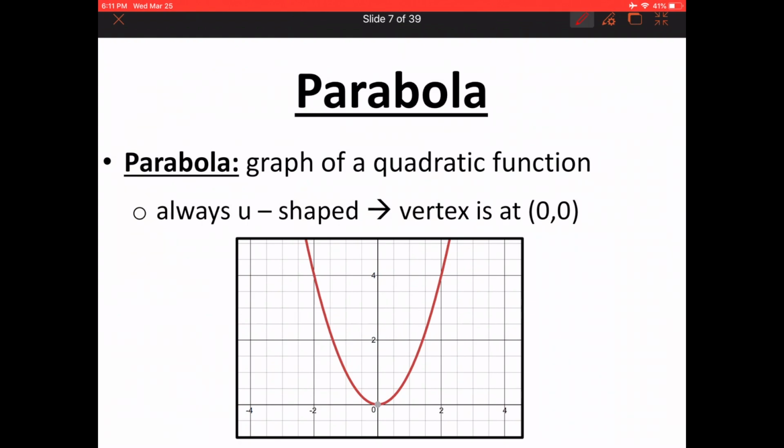We talked about this U-shape on the last slide, and this U-shape has a proper name in mathematics, and the name is a parabola. So the parabola is the graph of a quadratic function. So remember, quadratic meaning we have that x squared. So whenever you have an x squared, your graph is always going to be U-shaped. And remember here for the parent function, that vertex is at (0, 0). We're going to look through the rest of this lesson at what happens when that vertex is not at (0, 0).